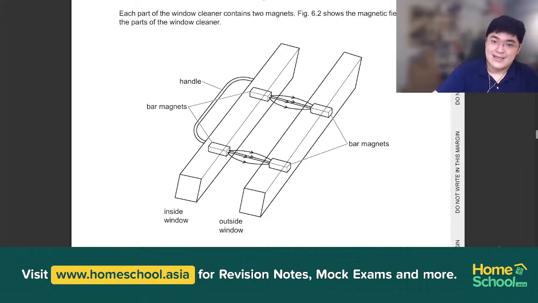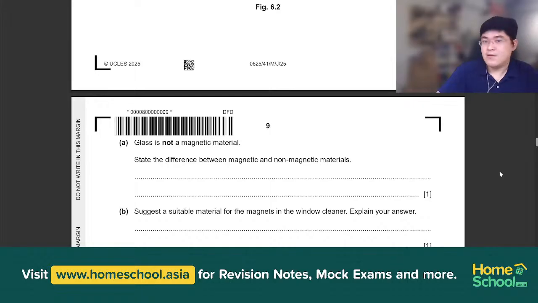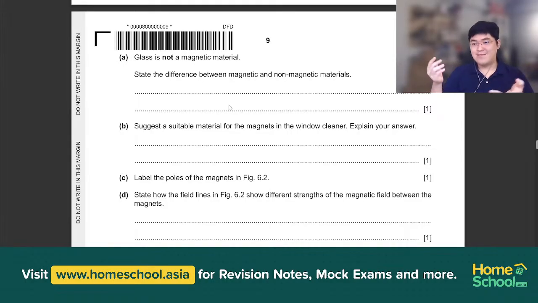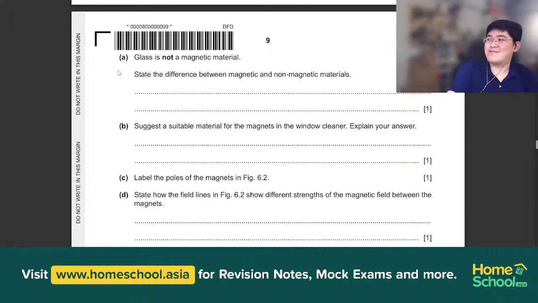So let's move on to part A. Glass is not a magnetic material. Well, of course, Captain Obvious, glass is not, right? So we are to state the difference between magnetic and non-magnetic materials. Well, the most obvious answer to say is that non-magnetic materials are not attracted by magnets, right? So that actually does give you your first mark already. So of course, magnetic materials are attracted to magnets. Non-magnetic materials are not attracted to magnets. Very, very simple, yeah?